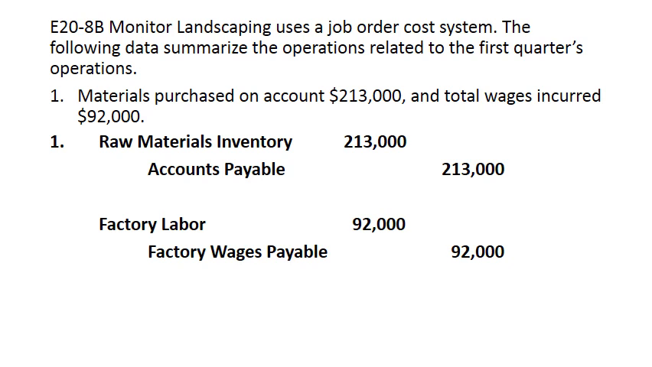They have the following information related to the first quarter operation. So materials were purchased on account for $213,000, and the factory wages incurred were $92,000. So we have raw materials inventory and accounts payable because it was purchased on account, and we have factory labor and we have wages payable because it says incurred.